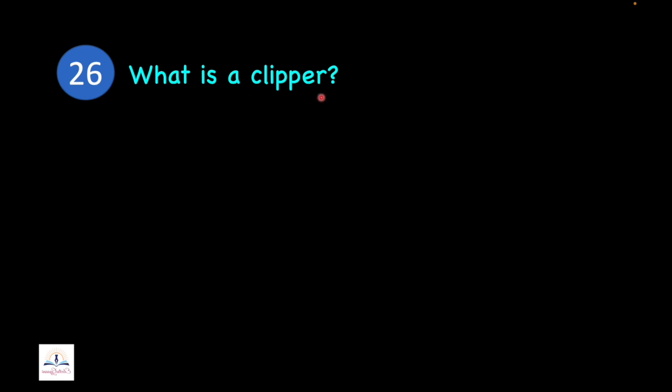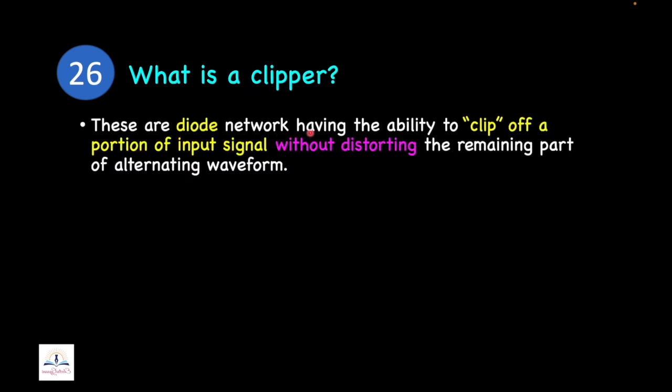Next, what is a clipper? So these are diode networks having the ability to clip off a portion of the input signal without distorting the remaining part of the alternating waveform. Example is half wave rectifier.